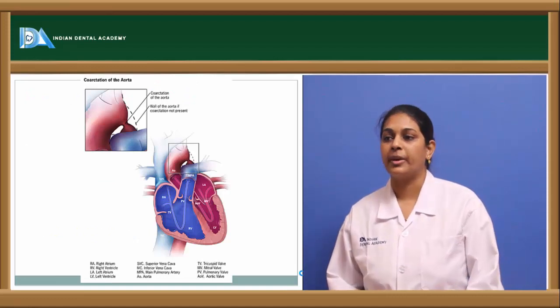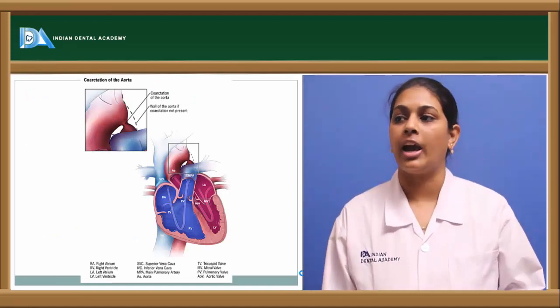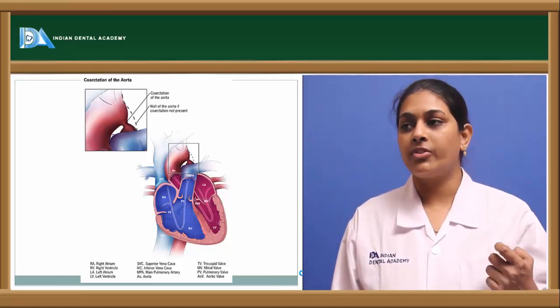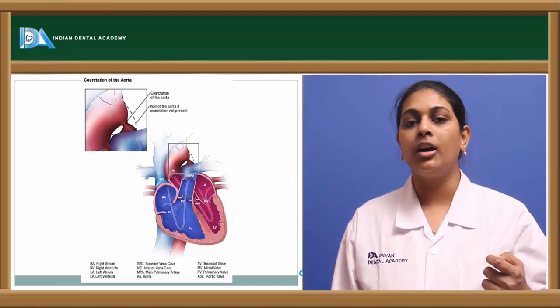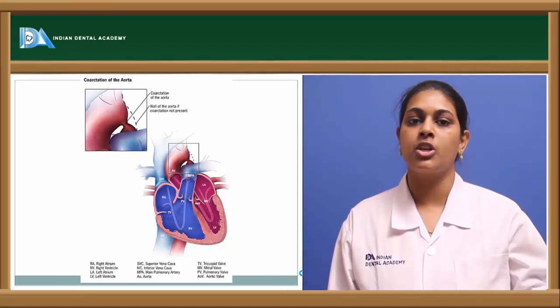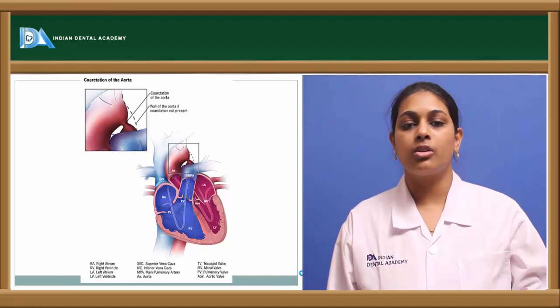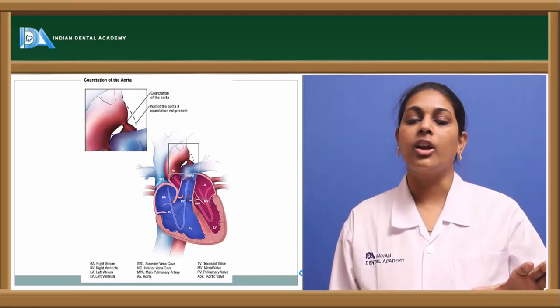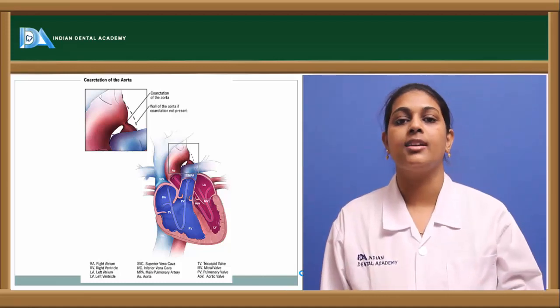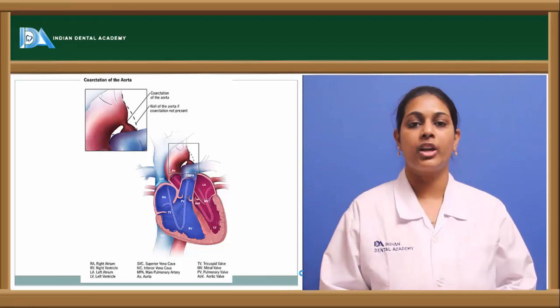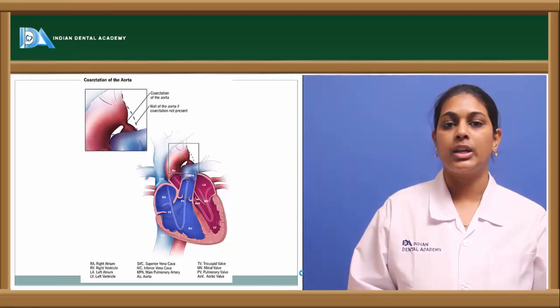So here is a picture showing the coarctation of the aorta, that is, the aorta is being constricted. Because of this coarctation of the aorta, above and below it, that is, superficial to the coarctation and distal or posterior to the coarctation, we see there is bulging or otherwise known as hypertrophy of the aorta, that is, increase in the size of the aorta. Because of this, there is usually hypertension seen.